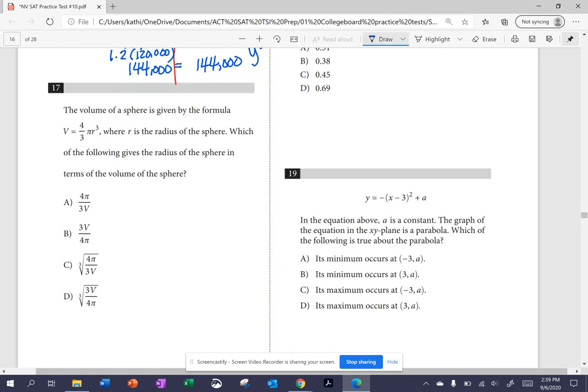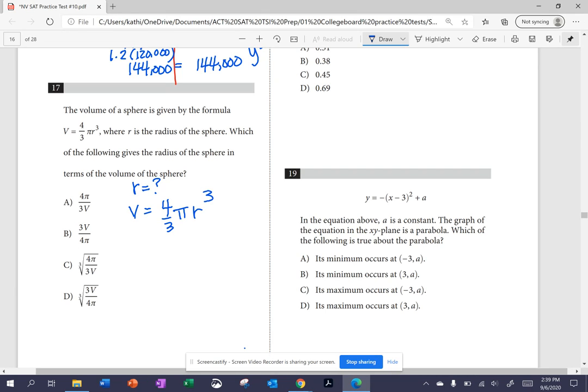Okay, we got another geometry problem here. The volume of a sphere is given by the formula volume equals 4/3 pi r cubed, where r is the radius of the sphere. Which of the following gives the radius of the sphere in terms of the volume of the sphere? So I want to solve for r. r equals what? So I'm starting out with volume equals 4/3 pi r cubed.